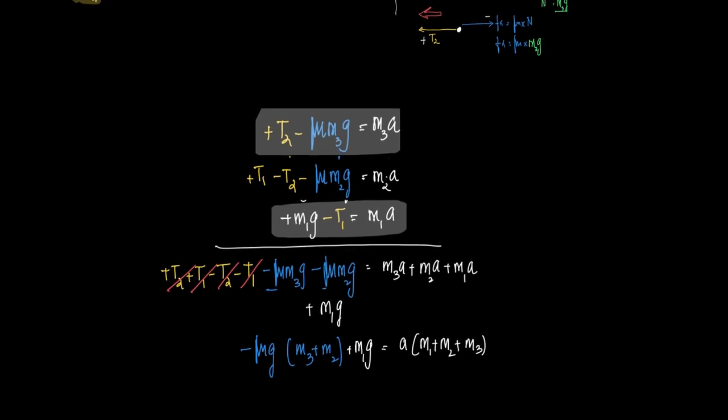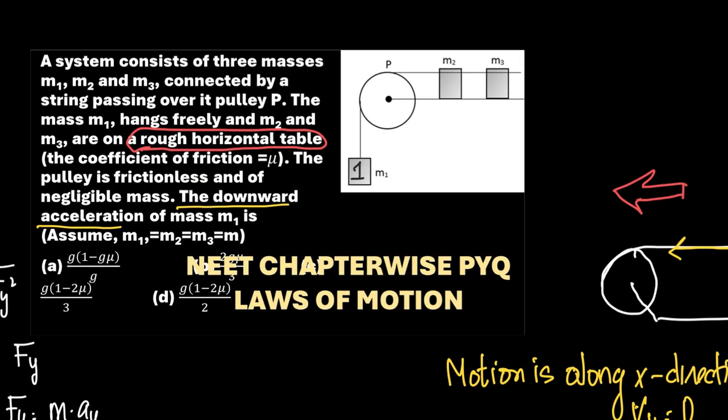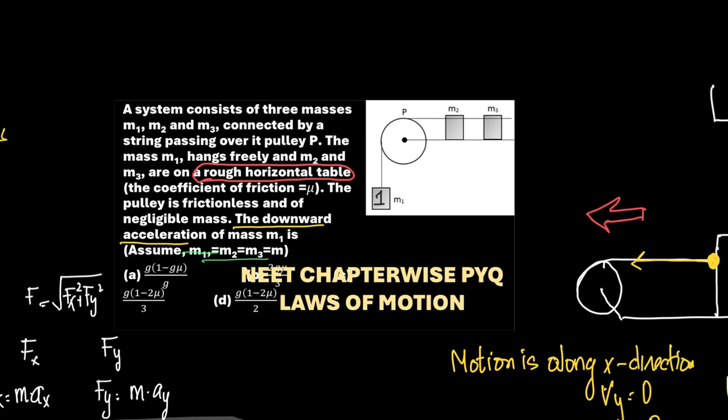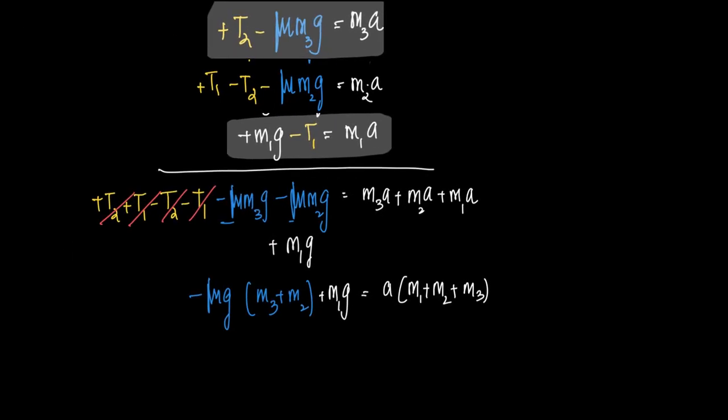Now, we need to go back to the question because we are missing some point. Oh, it is given in the question that m1 is equal to m2 is equal to m3 is equal to m. Okay, right. Now let us come back. So in this case, if m1 equals m2 equals m3 equals m, then this overall equation will modify to minus mu g into m plus m plus m into g is equal to a into m plus m plus m.